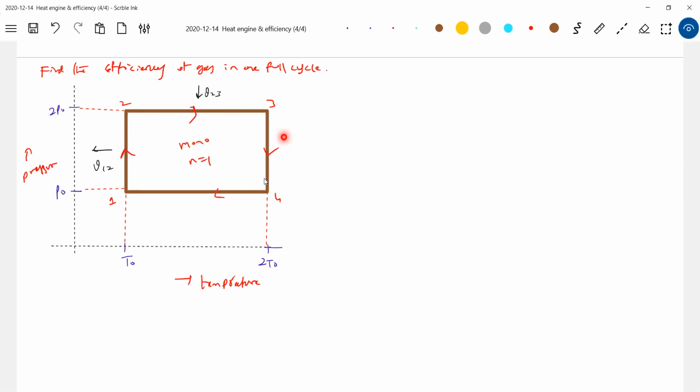Okay, next, again come for this one. 3, 4: temperature constant, pressure decreases, volume increases, so it will be absorbed. Isothermal expansion, so Q34. Now Q41: pressure constant, temperature decreases, so isobaric cooling. If a student can think this much, the rest all you can manage here.